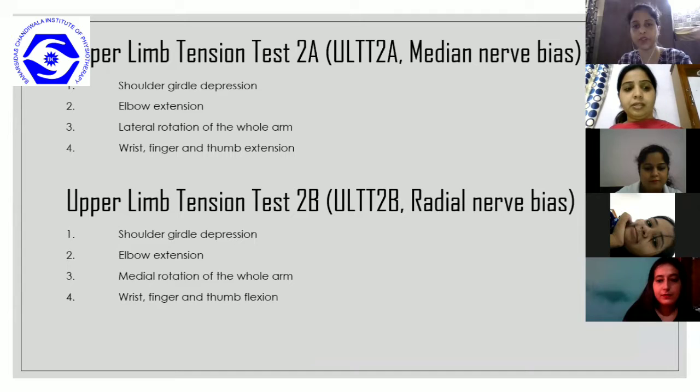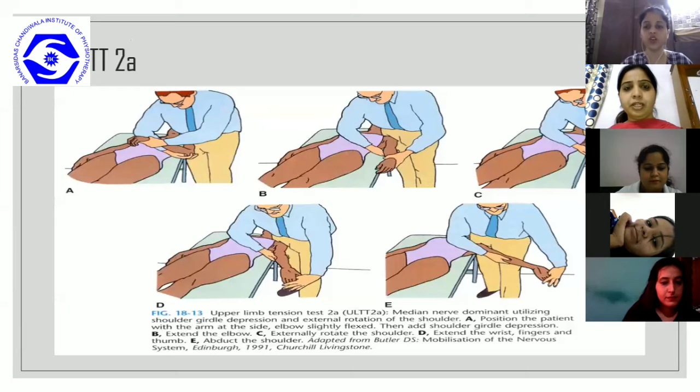So I'm reading it together because they are opposite, so it's an easier way to remember. After depression, elbow extension. In this, we medially rotate the whole arm, and wrist, finger, and thumb are in flexion. So this is your ULTT 2.